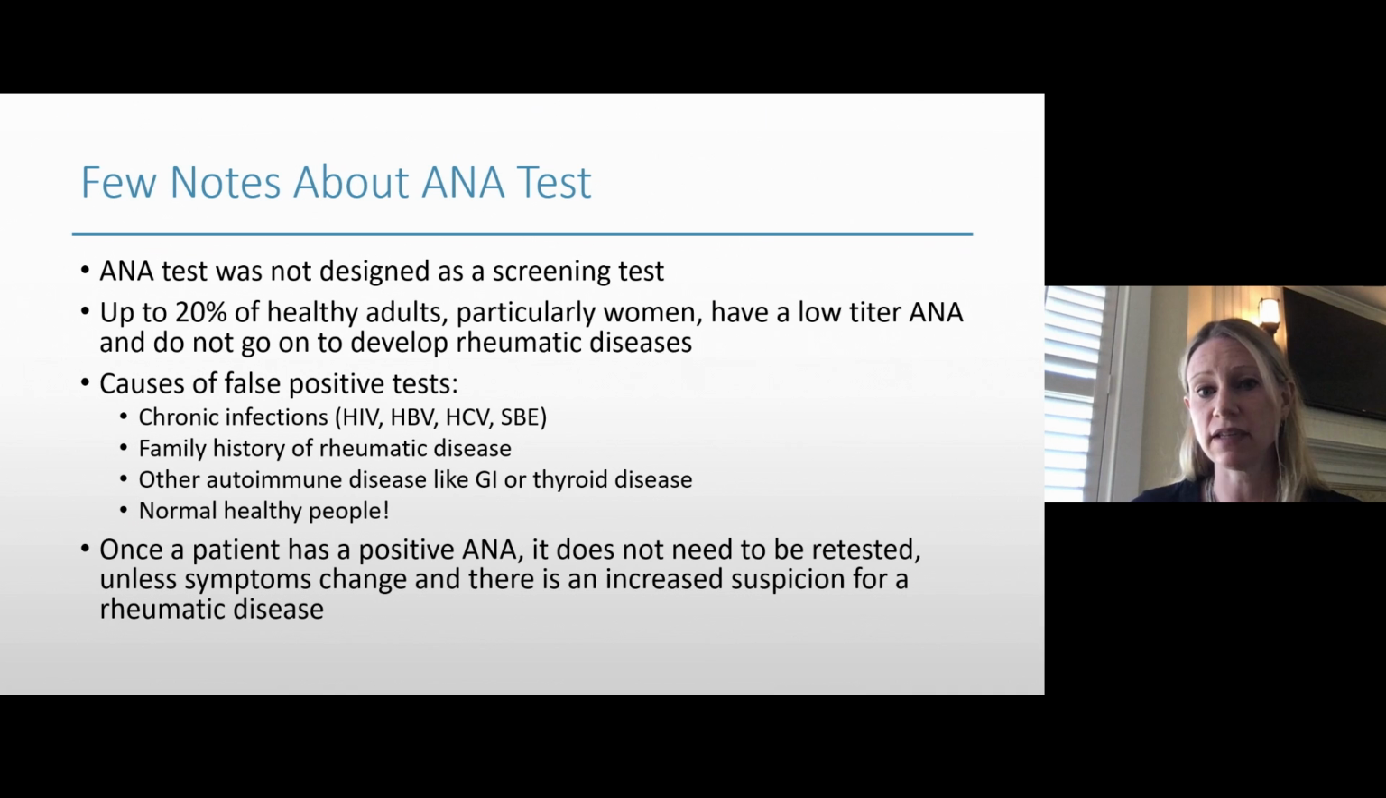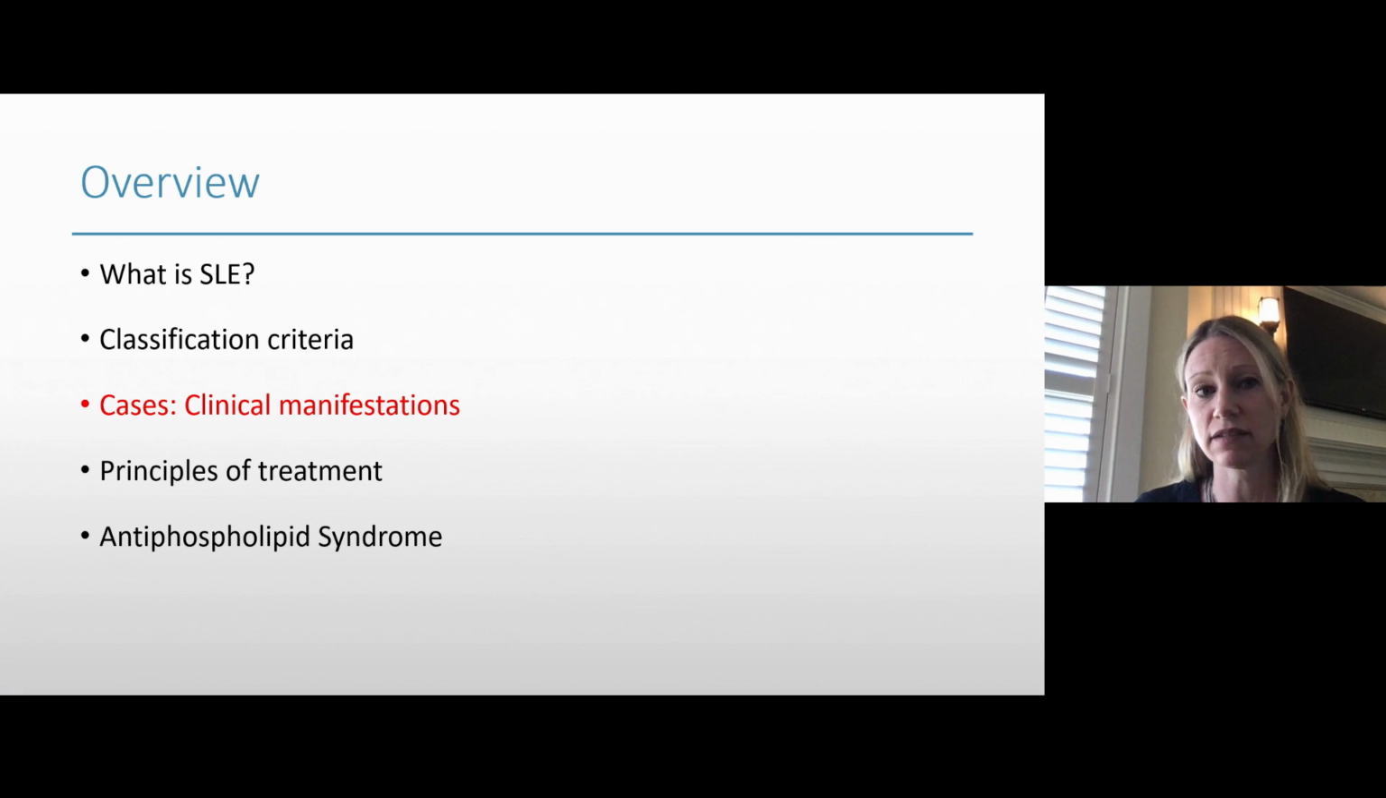history of rheumatic disease. Studies have shown that up to 50% of first-degree relatives of people with lupus may have a positive ANA, and the majority of these people do not develop lupus. Other autoimmune disease like GI or thyroid disease, and then normal healthy people. And the other thing to keep in mind about the ANA test is once a patient has a positive ANA, it does not need to be retested unless symptoms change and there is an increased suspicion for a rheumatic disease.